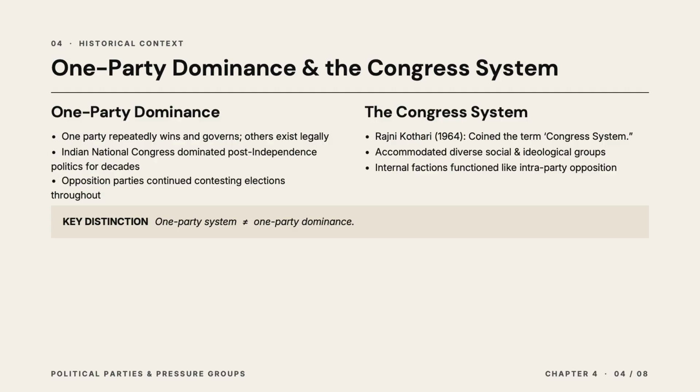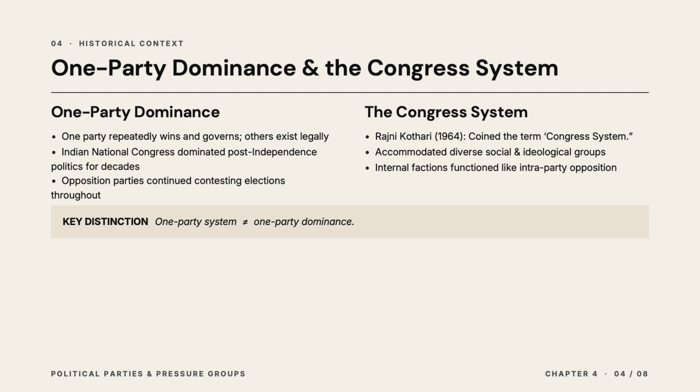I mentioned that, right? About Indira Gandhi and what transpired after 1975. So one party repeatedly wins and governs, others exist legally. The INC dominated post-independence politics for decades, okay, and the opposition parties continued contesting elections throughout.